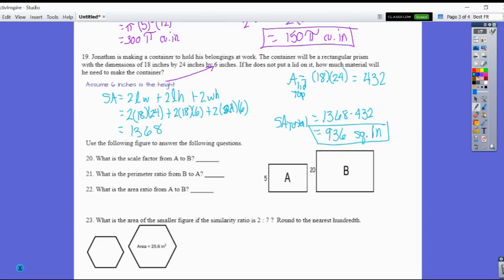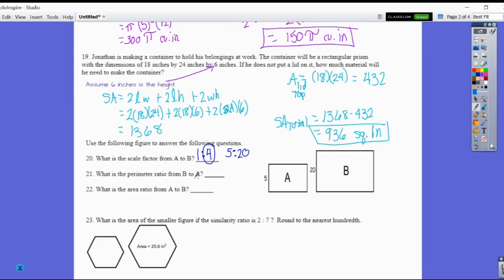All right, some more of these scale factors and dimension questions then. What is the scale factor from A to B? From A to B, it's going to be 5 to 20. But then, of course, we are going to simplify. They both have a common factor of 5. Divide that out. We're talking about a scale factor then of 1 to 4, saying that it's 4 that you can multiply by to get from figure A to figure B.